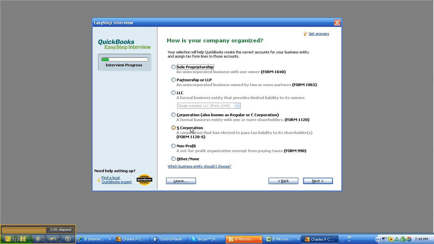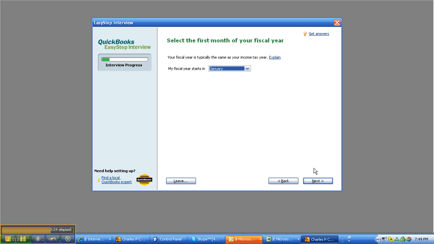It flows through to your personal return, and although the C Corp and the S Corp are both due on March 15th, you don't have to actually file the personal until April 15th, which would include the S Corp information on it. So in this particular case, we're going to choose the hardest one, and the fiscal year depends on your business, but most of the time it's going to be January.